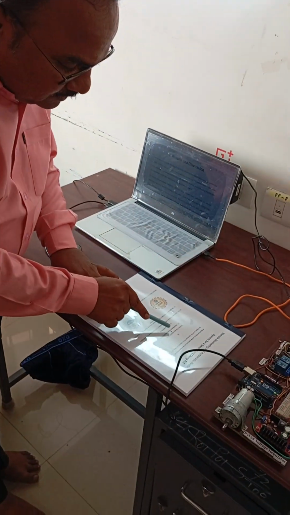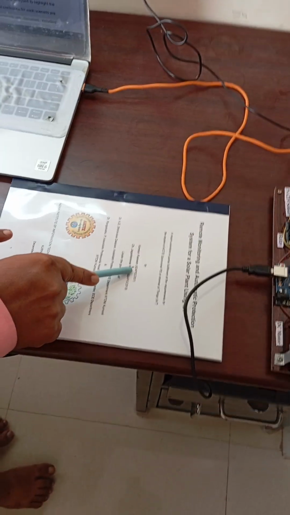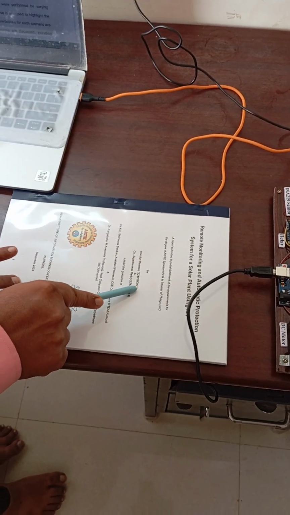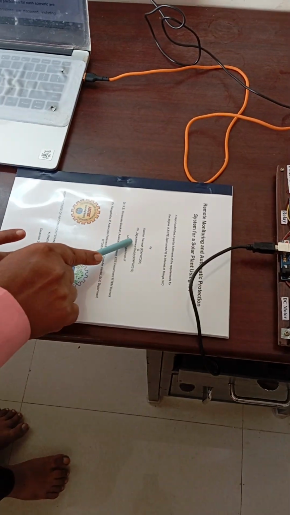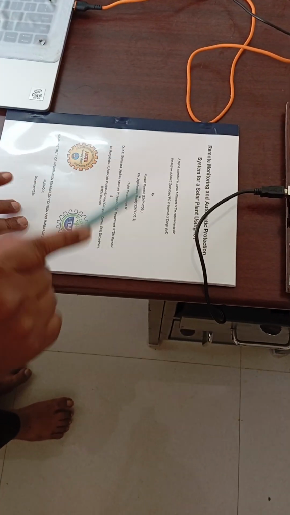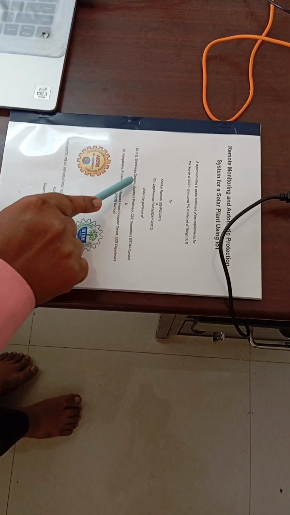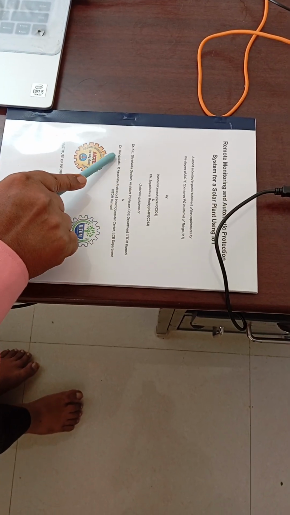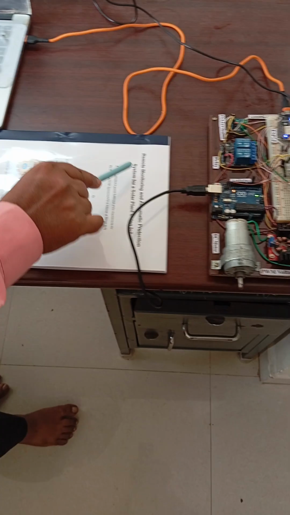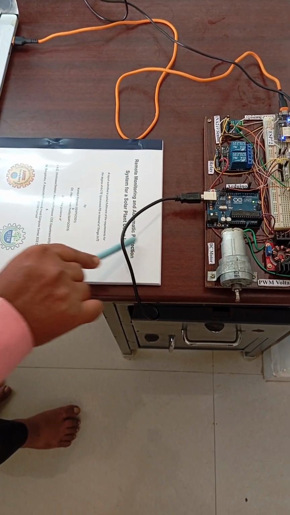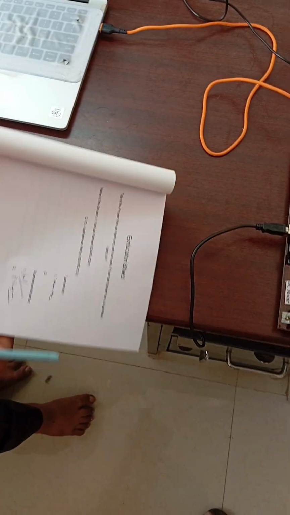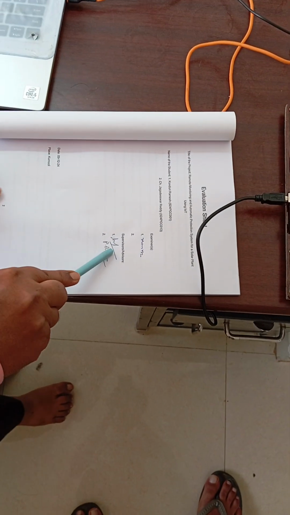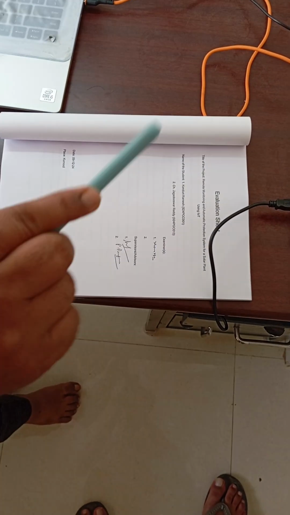Myself, K. Ramesh, of roll number 924PGC001. I completed my project along with CH Jagdishwar Reddy of 13 under the guidance of Dr. Srinivas Deshikan and Dr. Rangababu sir. And my project name is Remote Monitoring and Automatic Protection System for Solar Power Plant. And it is the evaluation sheet, examiner signatures and supervisor signatures.